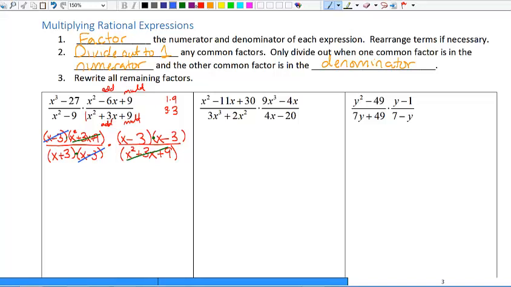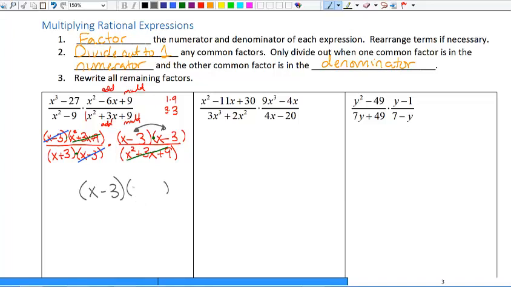And then some students might ask me about this. Can these two divide out? Is that a yes or a no? Well, the answer here is no, and the reason it's no is because they're on the same level. If we had one x minus 3 in the top and then the other one was in the bottom, then that would work. But since they're both in the top, you have to keep both of them.